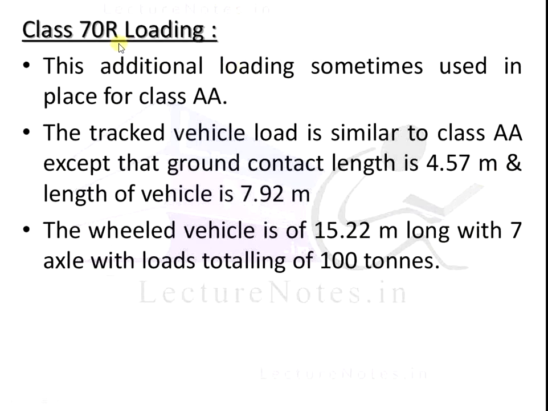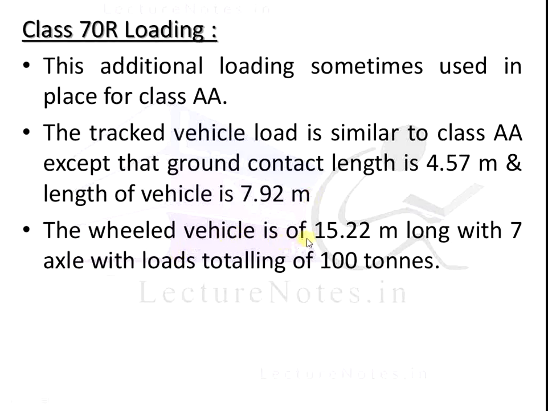Next is the class 70R loading. This additional loading is sometimes used in place of class A loading. The tracked vehicle load is similar to class A, the only difference being the length: the ground contact length is 4.57 meter and the length of the vehicle is 7.92 meter.